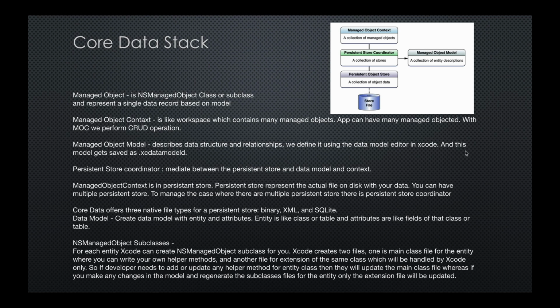So this gets saved as .xcdatamodeld. The managed object data model is nothing but a collection of entity descriptions, and an entity is nothing but our table. So that's what I showed you. The entity was our table.